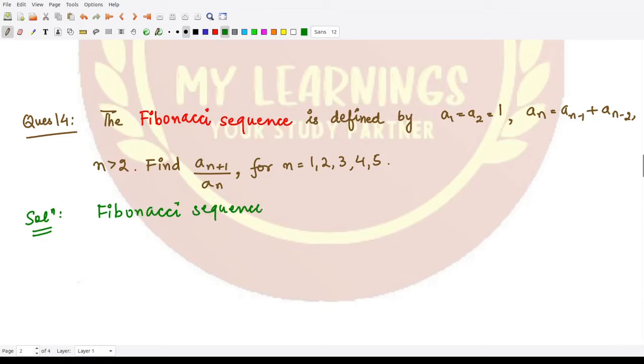So actually they are not asking us what is the sequence, but let me demonstrate to you what all terms it contains. So here a1 is given to be 1, a2 is equal to 1, right? a3 is obtained when we put n is equal to 3 in the general term, so that we have a3 is equal to a2 plus a1, so that is 1 plus 1, which is 2.